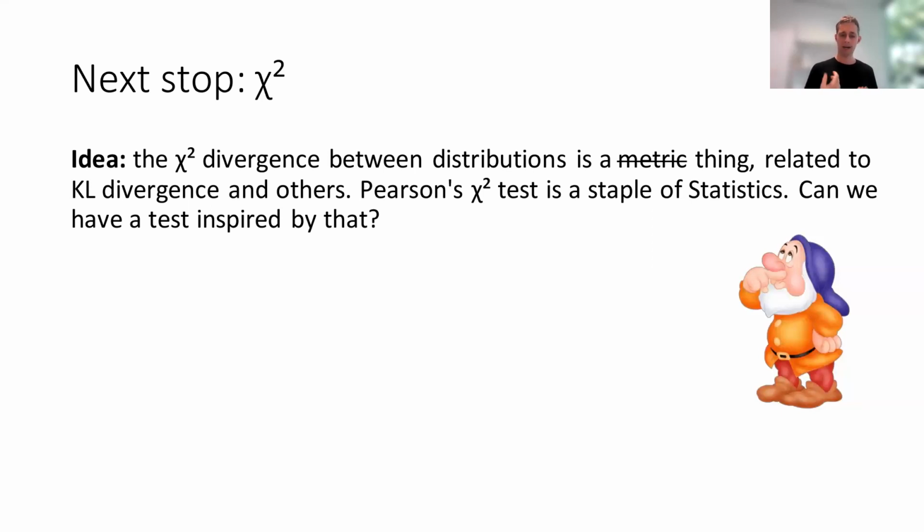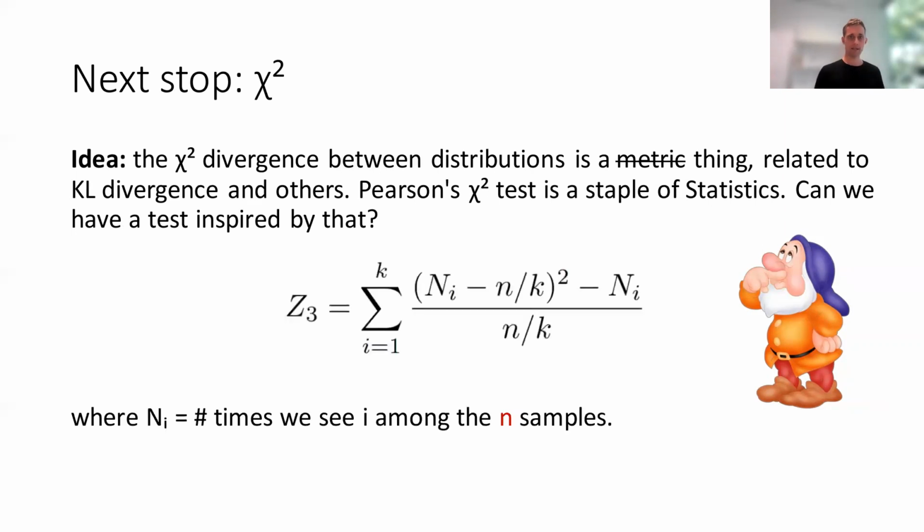Typically in those statistics classes, you'd have something saying that as n goes to infinity, the Pearson chi-square statistic converges in distribution to something that you can analyze. Here, you really want a finite sample guarantee. Can we get this? Here's what this test looks like. Ni is the number of times I see element i among my n samples. I compute this thing. That looks weird, but this is a chi-squared type quantity.